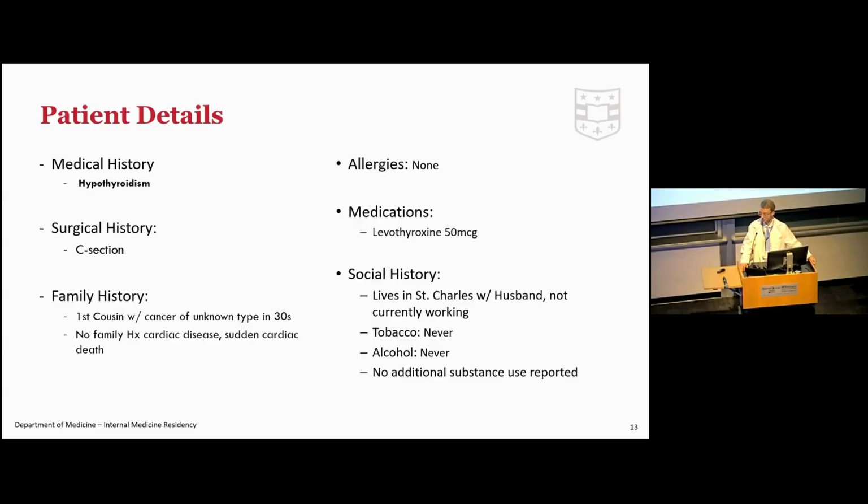She's currently living in St. Charles with her husband and isn't currently working, and has no history of tobacco use, alcohol use, or any substance use. So you mentioned this a little earlier, but thinking about your review of systems, would there be anything else you'd be asking this patient, particularly to rule in or rule out some things that you're considering?